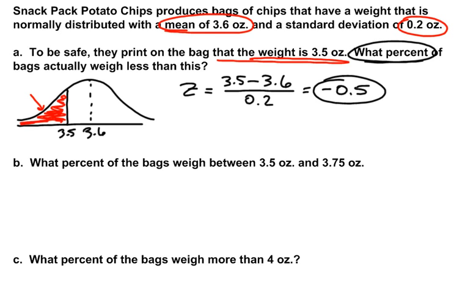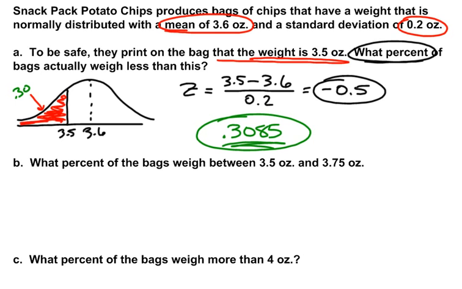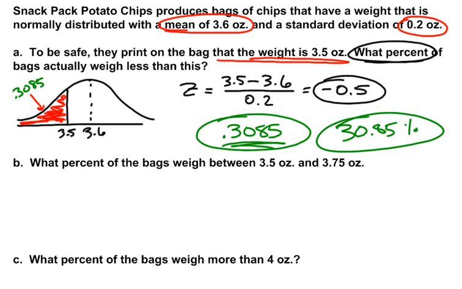And when we look that up, it's going to tell us that to the left of negative 0.5, we have an area of 0.3085. Since what we are looking for is actually less than 3.5, we will use the value from the table, 0.3085, as our answer, meaning the percent that is less than 3.5 ounces is 30.85%. 30.85% of the bags they're producing come below this mark of 3.5 ounces.